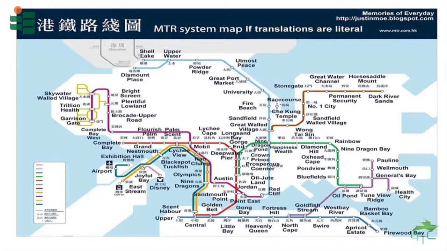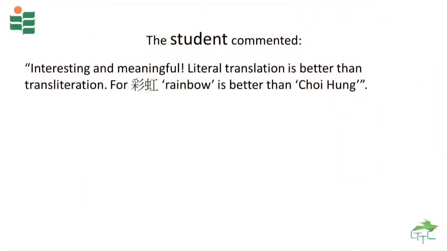The last example is an MTR route map, translated with a relatively literal method. We are here in Taipei, and it becomes Great Port Markets. 上水 becomes Upper Water. The student comments: interesting and meaningful, literal translation is better than transliteration. For 彩虹, rainbow is better than transliterating it.